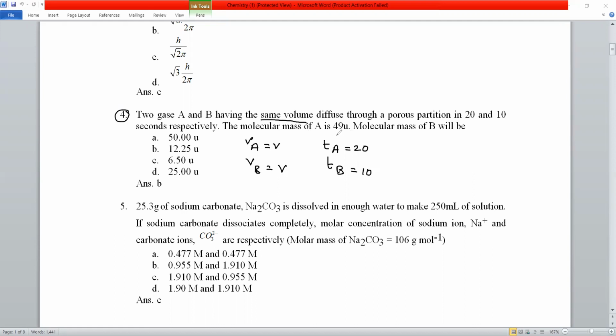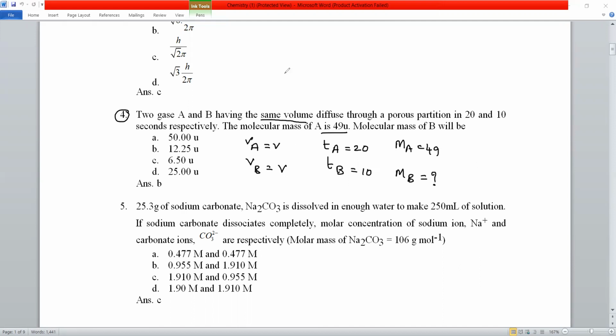And the molecular mass of A is 49. The molecular mass of B is what they're asking. Molecular mass of B is how much? This is the given data, students, and we have to find the molecular mass here.